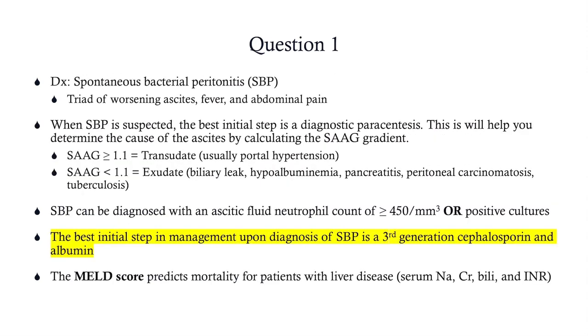So the diagnosis here is SBP. The triad is worsening ascites, fever, and abdominal pain. This is often associated with confusion and altered mental status. Now be very careful here. If you're considering the possibility of hepatic encephalopathy, you need to look for other signs, namely asterixis. And we do not see that in this patient. What we do see is abdominal pain and a fever and ascites, and that is much more consistent with SBP.